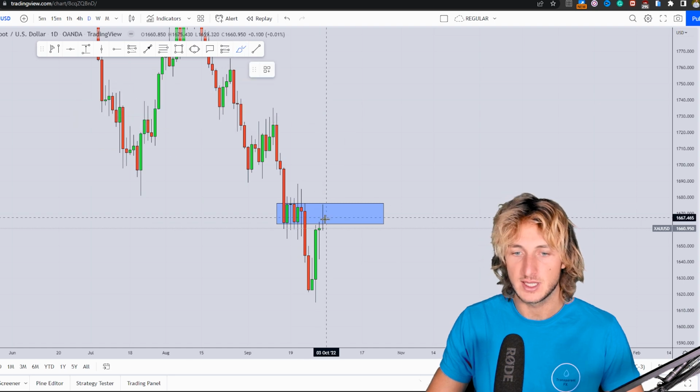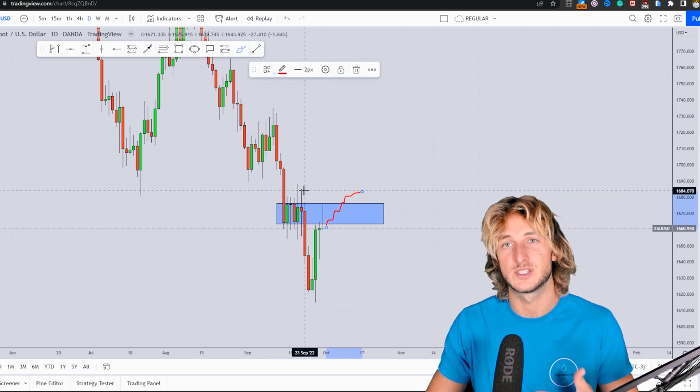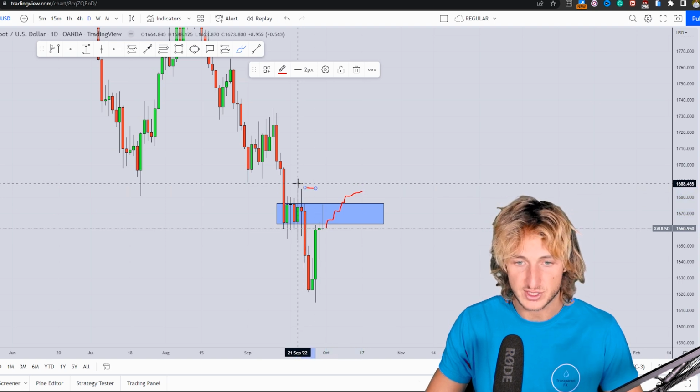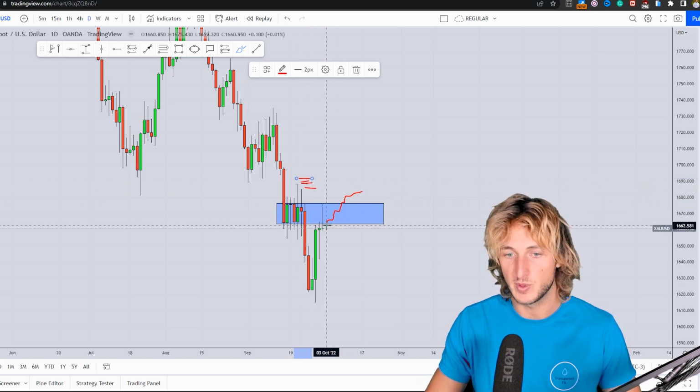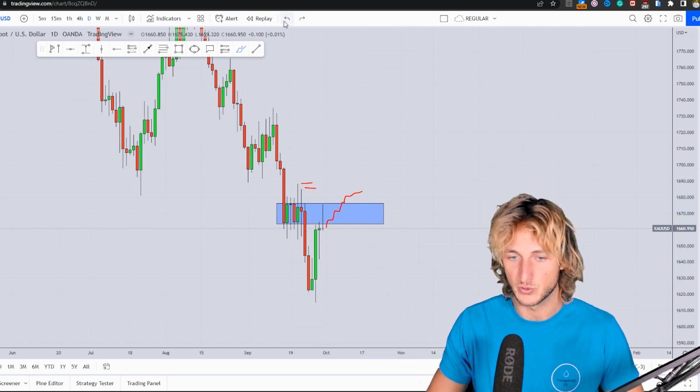Now, what could easily happen at this point is that we get a little bit more bullish continuation to really go for a stop hunt of all the stop losses that are above these highs, of the people that are already shorting from here, and then we actually get the move to the downside.